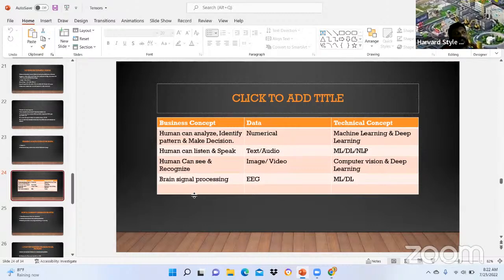Now, if you consider a business problem where a human can listen and speak, there you can take the data as text data and audio data. Here you can go with NLP, but to go with NLP you want to know machine learning and deep learning. And also a human can see and recognize things. That means you also want to do things this way.